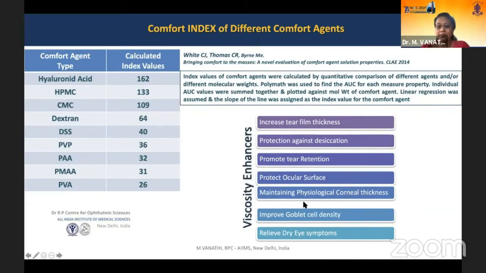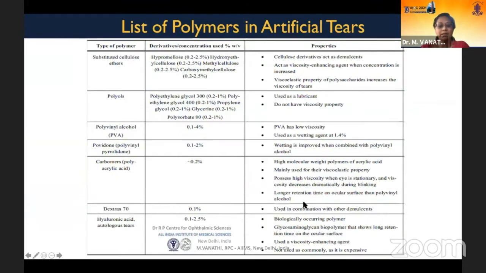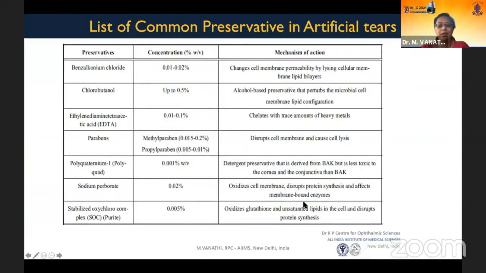They act collectively to increase the tear film thickness, protect against desiccation, improve tear retention on the ocular surface, maintain the tear film thickness, and thereby help in promoting the goblet cell activities. Again, this is a particular chart to understand what are the various constituents of the active polymers which comprise the teardrops.